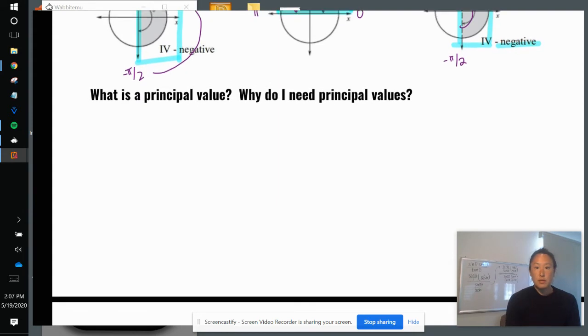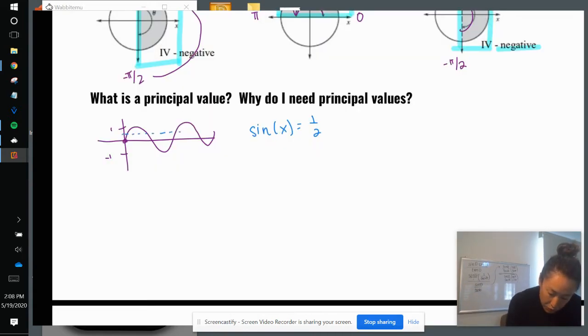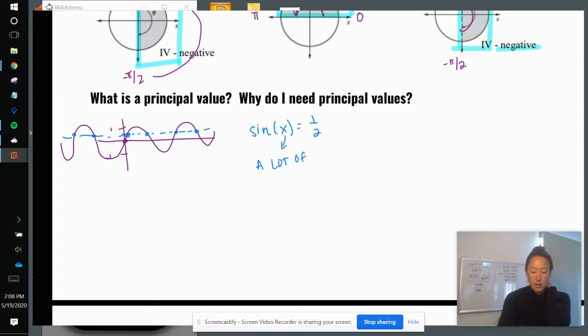All right, so what is a principal value and why do I need them? It's because, for example, sine looks like this. Okay, and I want to know what angles will give me an output of 1/2. So I'm going to look at 1/2 right here. Looks like there's an angle right there, an angle right there, an angle right there, an angle right there. If this graph gets extended out backwards, I have an output of 1/2 right here, 1 here. Not drawing to scale, sorry. So there are many, many different angles that make this equation true. So there are a lot of answers.